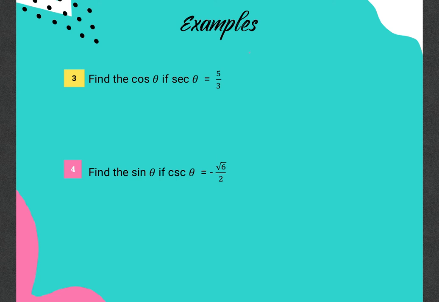It says find cosine of theta if secant is 5 over 3. So what's the relationship between secant and cosine? They're reciprocals. They just flip them. So cosine would be 3 over 5. Easy as that.